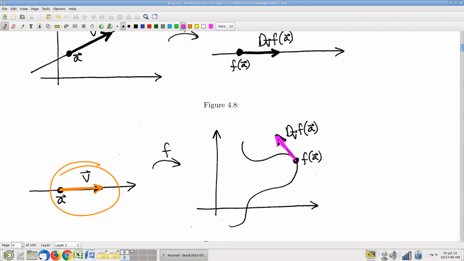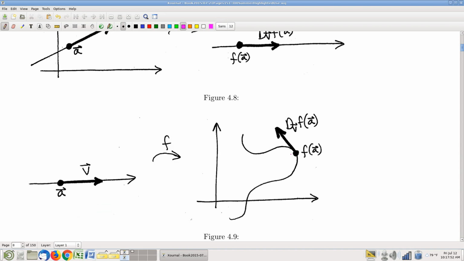Now, you may look at this picture and think, hey, that looks like a parametric curve, and isn't this the same as a parametric derivative? And kind of. Yeah, it's really close. There is one little asterisk that we have to talk about.